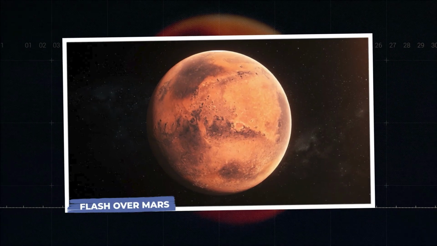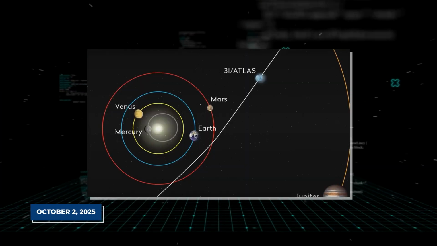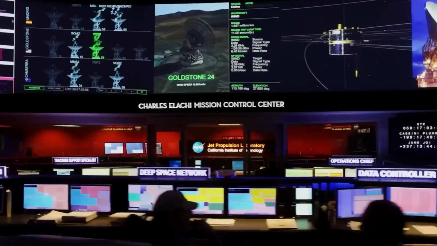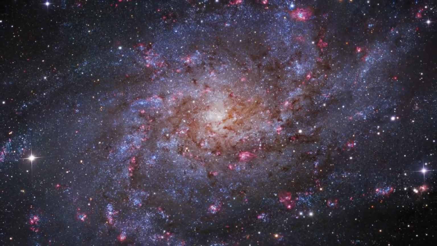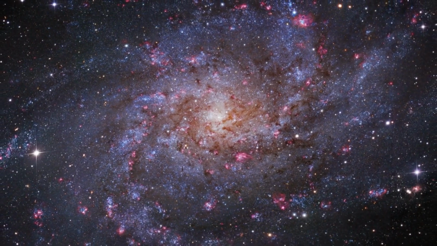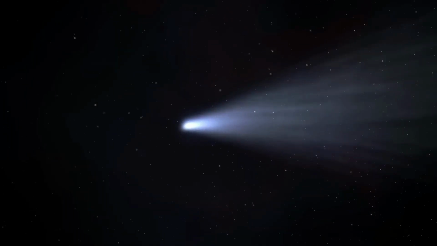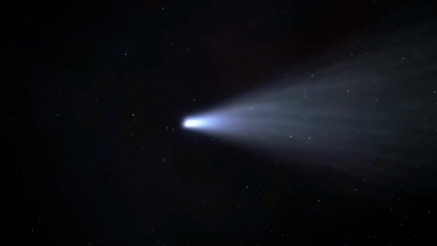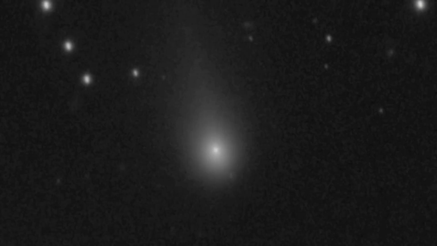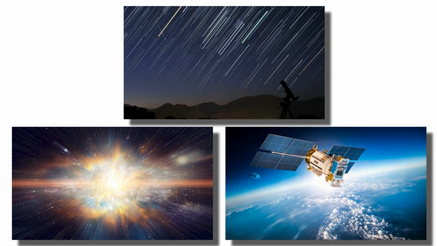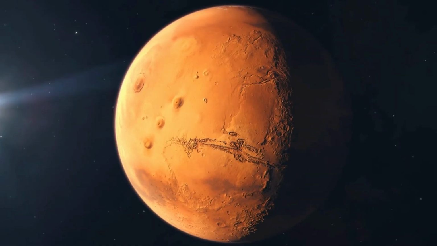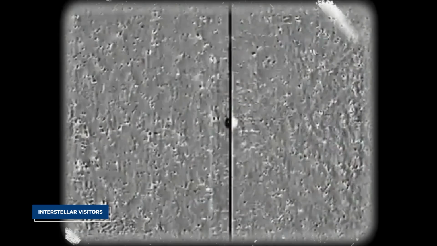Flash over Mars. On October 2, 2025, amateur astronomer Stefan Burns posted a 9-minute time-lapse from Perseverance's night sky frames. A single hair-thin streak ran steady across the Martian starfield. Burns measured its apparent speed near 60 kilometers per second, far beyond typical meteors, satellites, or cosmic ray scratches in rover data. At Mars's distance, such speeds point to interstellar visitors.